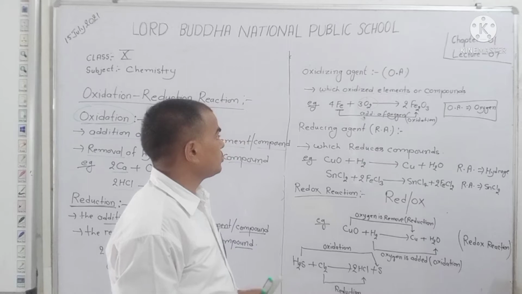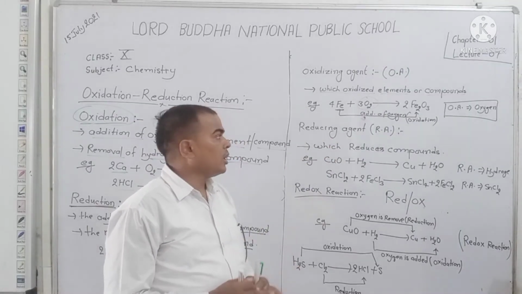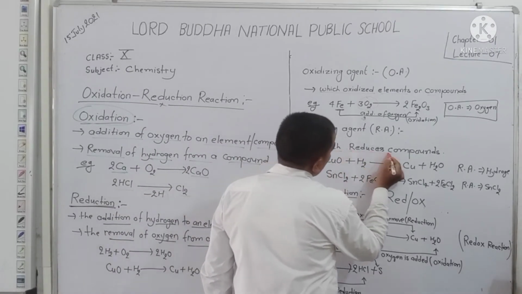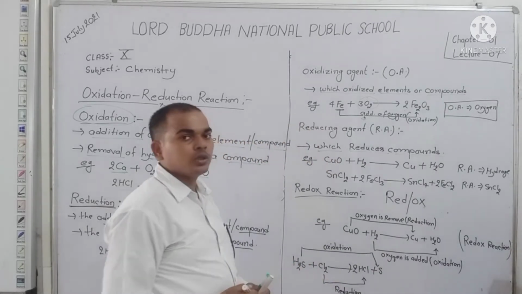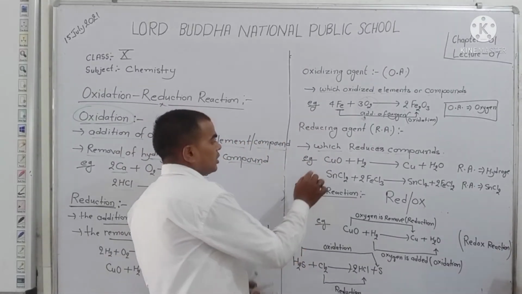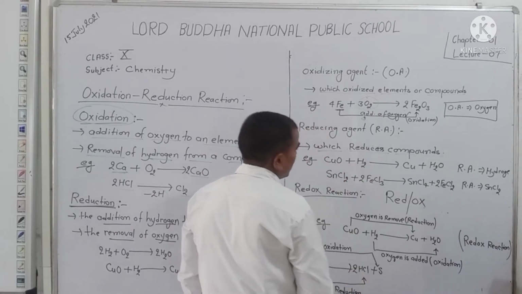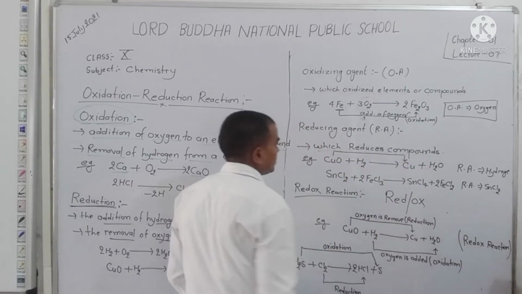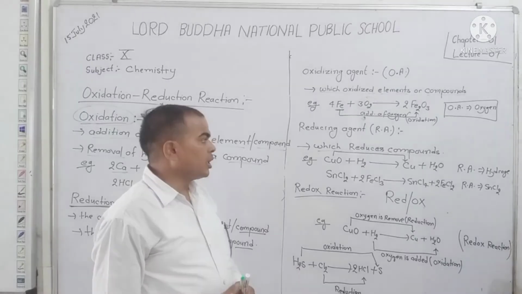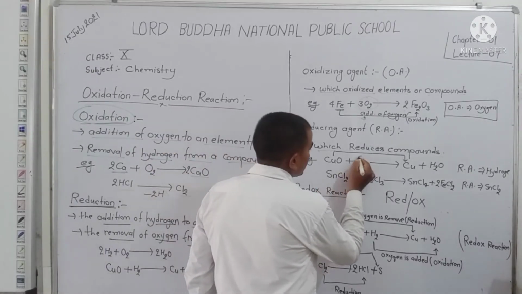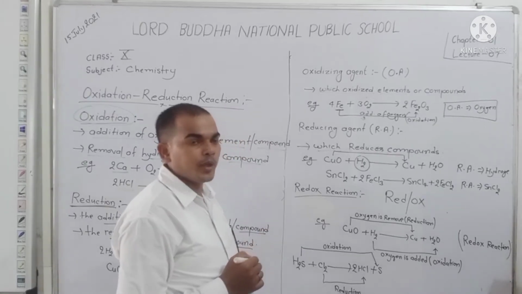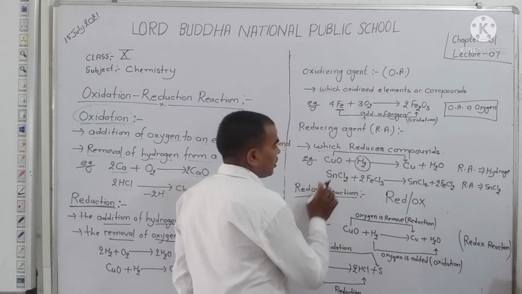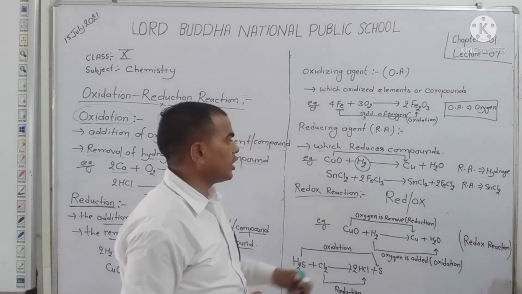Okay. Now reducing agent. Dear student, reducing agent is the agent which reduces a compound. As an example, CuO plus H2. Here removal of oxygen takes place from copper. The removal of oxygen is due to presence of hydrogen, because hydrogen receives the oxygen of cupric oxide and cupric oxide converts into copper.